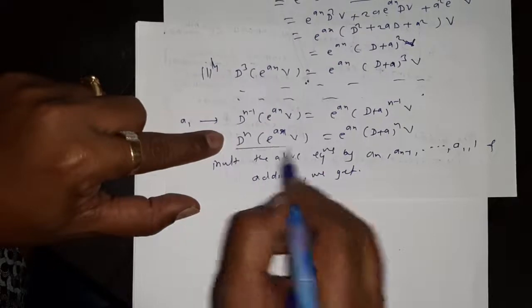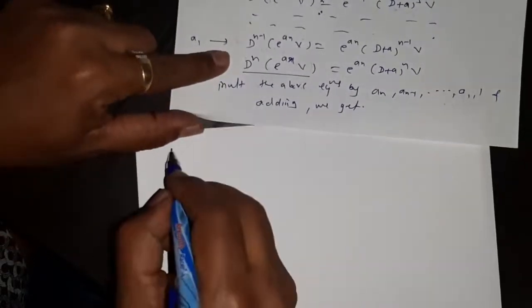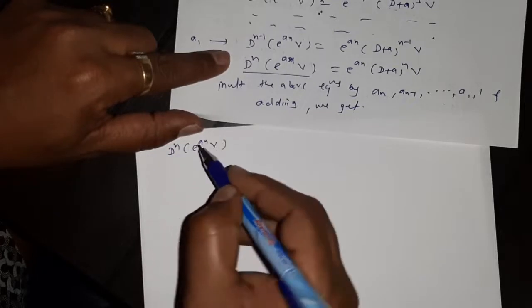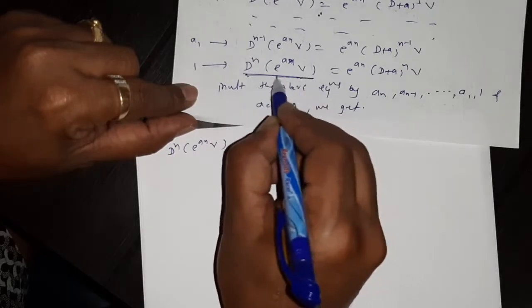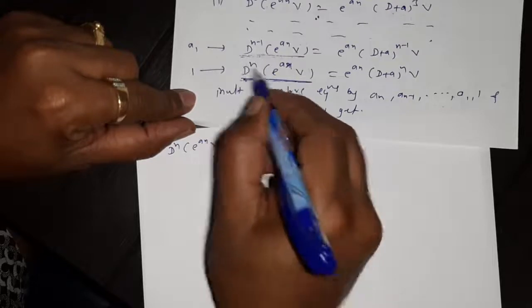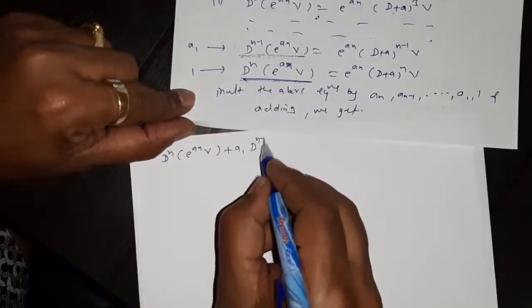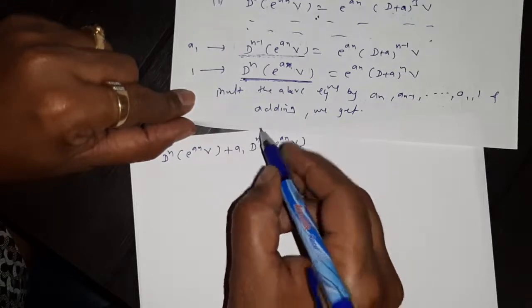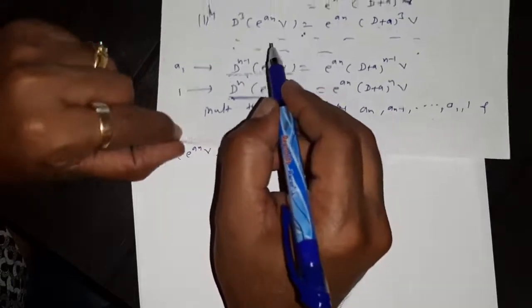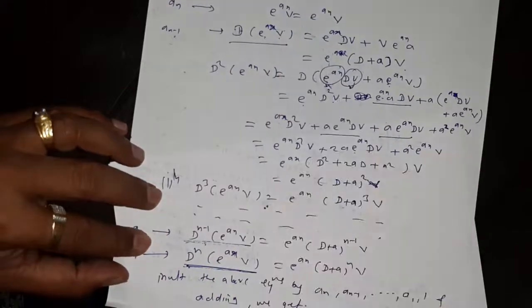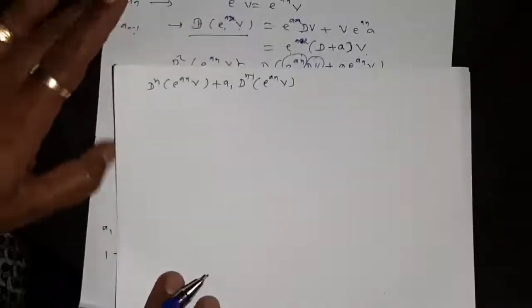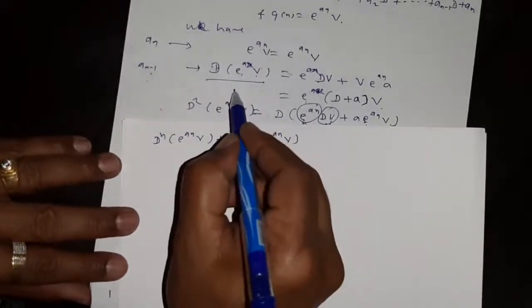we add these equations in reverse way. That is, this last equation, d raised to n e raised to ax, this term, multiply this equation by 1, then this is into a1. So what do we have? a1 d raised to n minus 1 e raised to ax, this into a1. In this way, this equation into an minus 1. So what do we have? This equation into n minus 1.